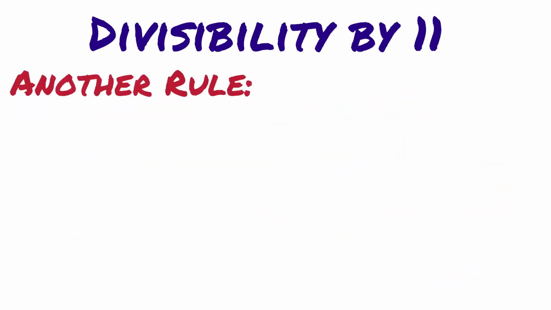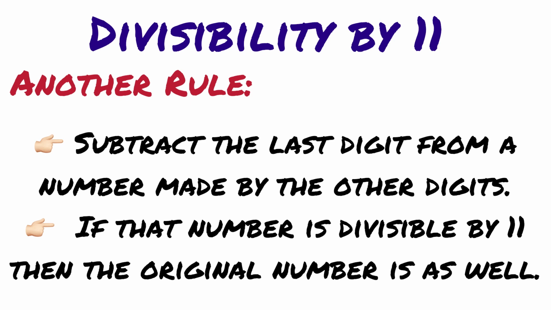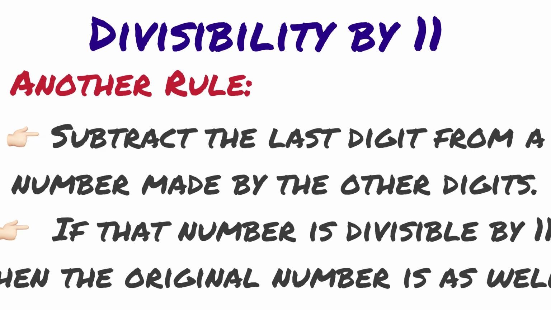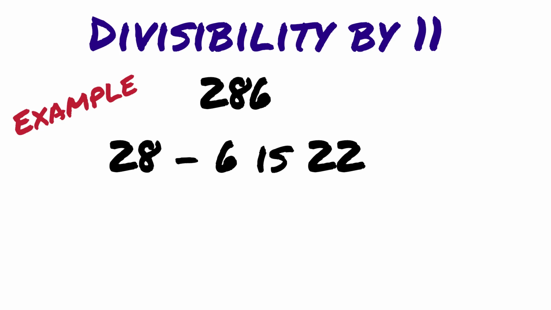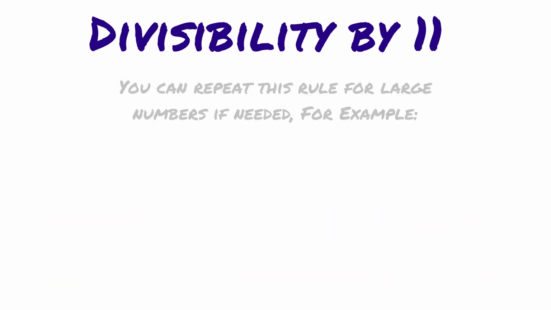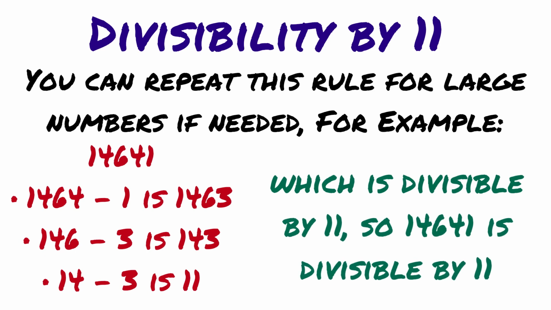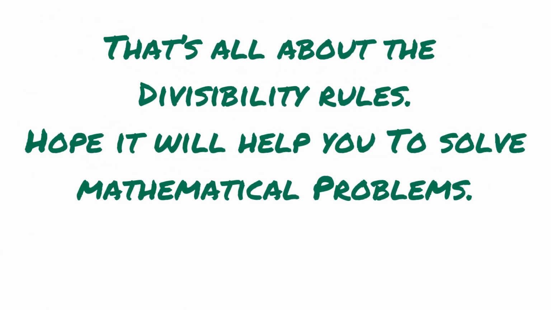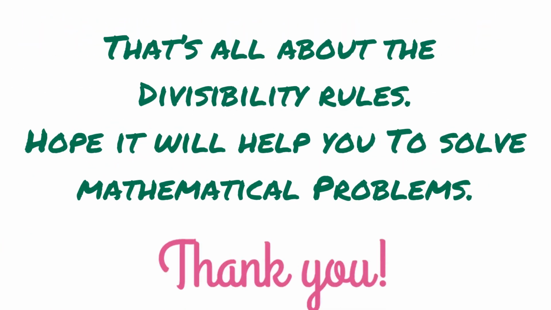Here is another rule for 11. Subtract the last digit from the number made by the other digits. If that result is divisible by 11, then the original number is as well. Example: 28 minus 6 for 286 is 22, which is divisible by 11, so 286 is divisible by 11. You can repeat this rule for larger numbers if needed. That's all about the divisibility rules. Hope it will help you to solve mathematical problems.